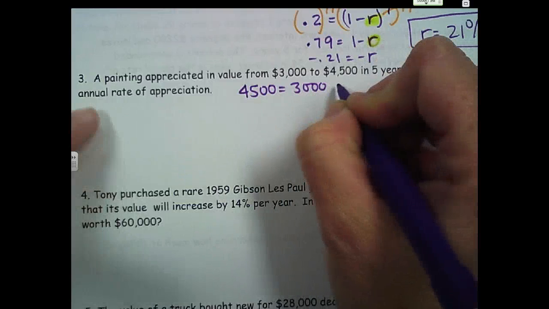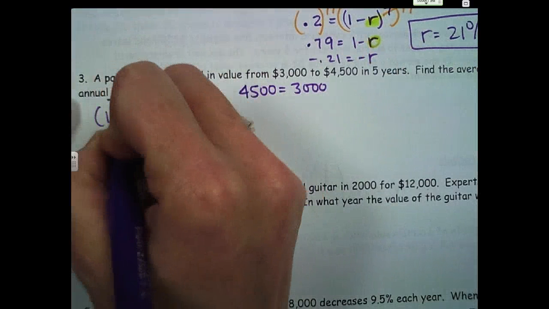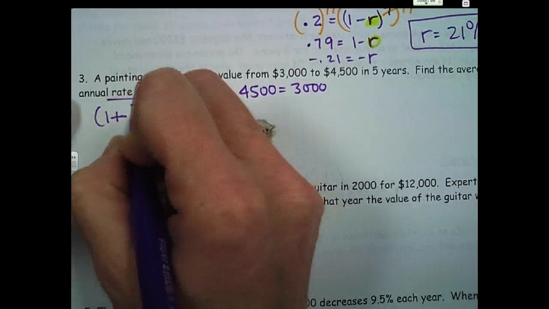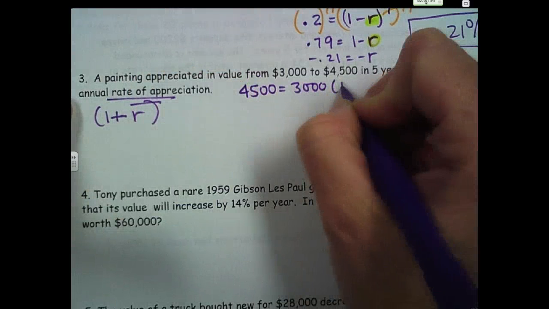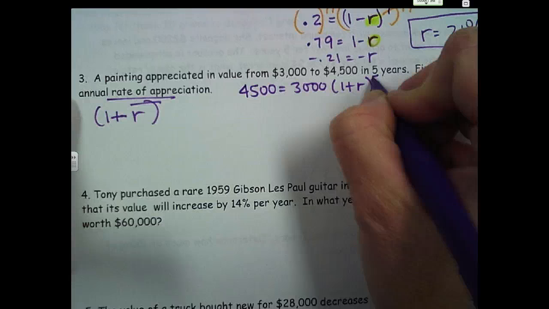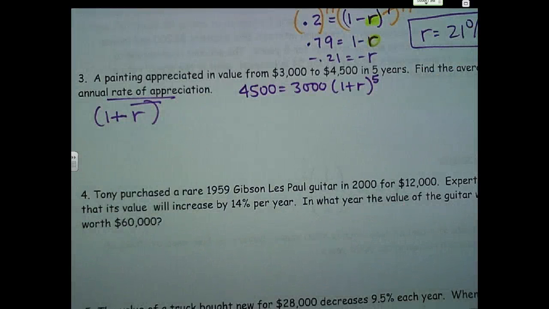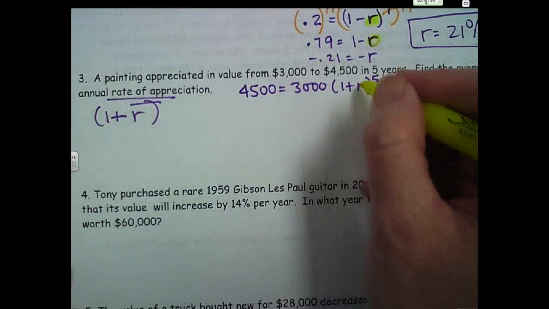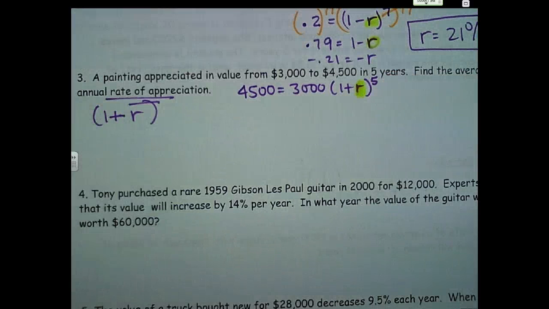And then we're going to do annual rate of appreciation, so 1 plus R. We don't know R, in 5 years. So again, we're solving for R, so R is not an exponent, so we are not going to need a log this time. We'll get to where we need a log in a second when it's asking for time. So the first step is to do what to both sides?